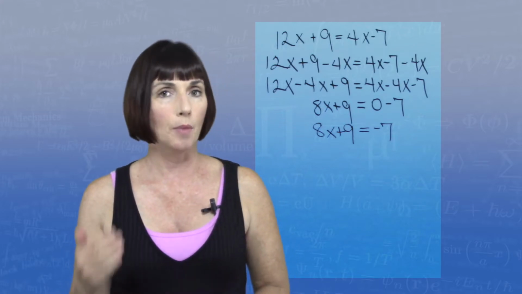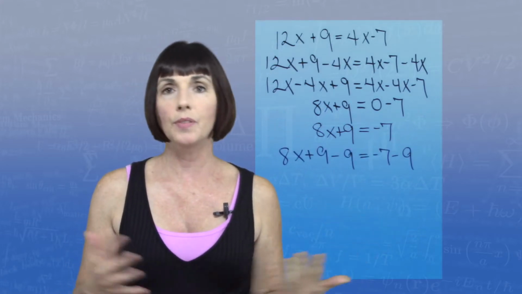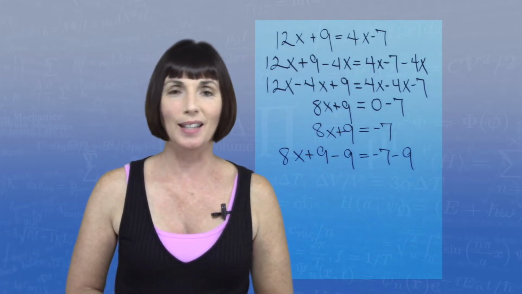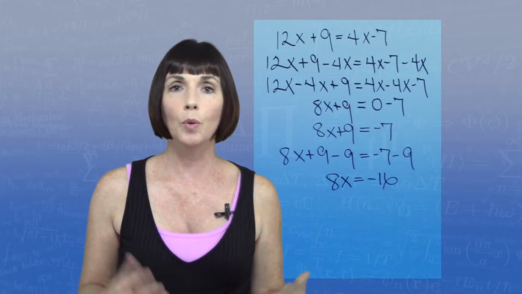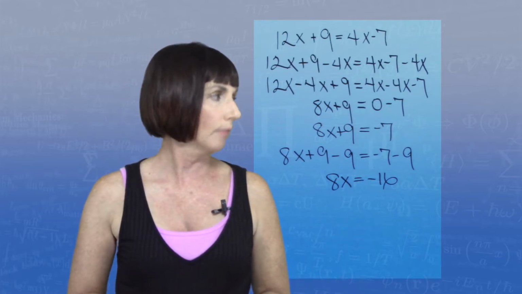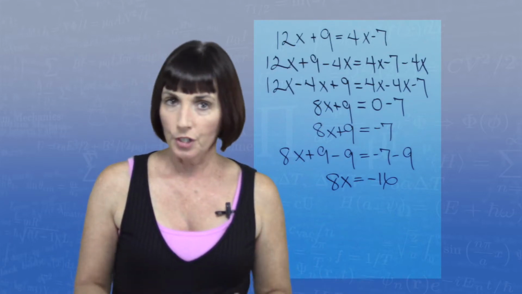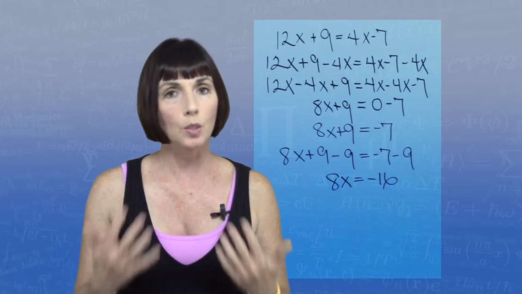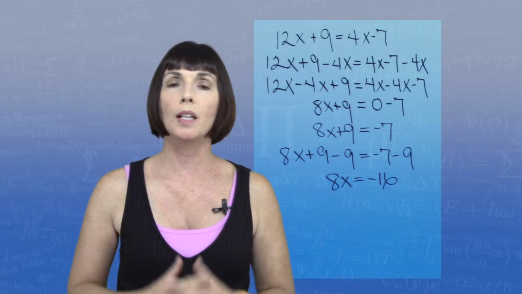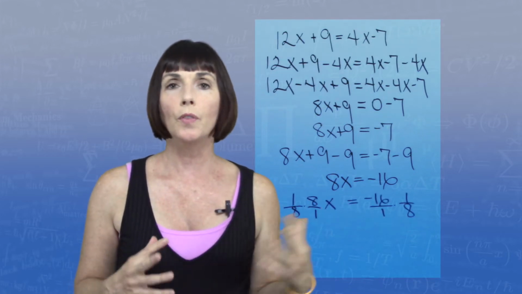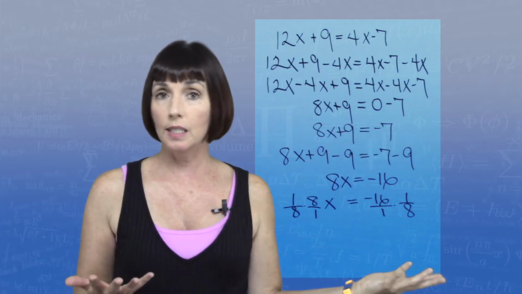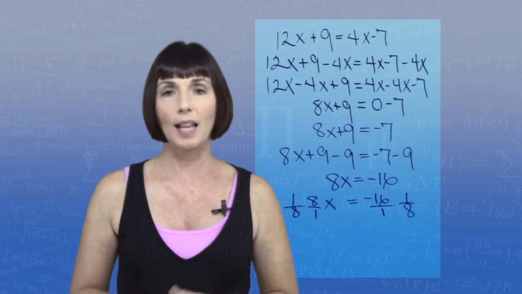8x plus 9 minus 9 equals negative 7 minus 9. Plus 9 minus 9 is just 0. So that leaves us with 8x equals negative 16. Okay? The coefficient of the variable is 8, or 8 over 1. Its reciprocal is 1 over 8. So multiply both sides by the reciprocal. 1 over 8 times 8 over 1x equals negative 16 over 1 times 1 over 8.